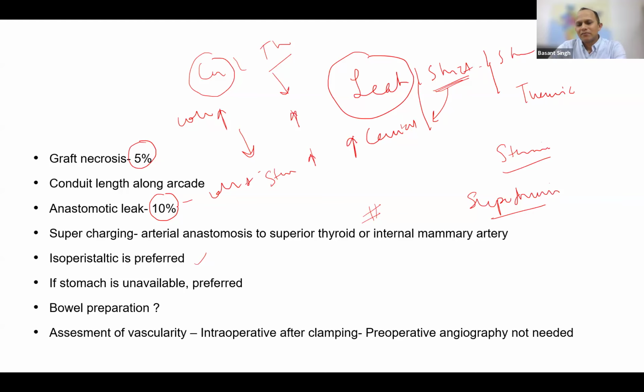Regarding bowel preparation, what they have mentioned in your book is that there was a study showing that bowel preparation before colon pull-up increases leak rates, but that is not standard. As per protocol, we always do bowel and colon preparation. If the stomach is available, go for the stomach. Angiography and colonoscopy are for old patients, not young patients. If a question is asked about assessment of colonic vascularity, what is the best test? That is intraoperative: you clamp the middle colic artery and then look for pulsations.